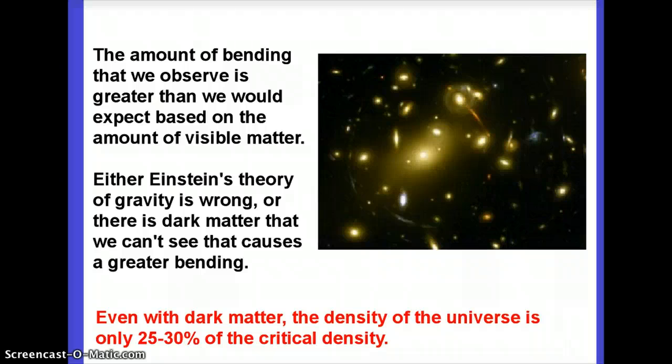So even if you include this dark matter, which is tough to believe in, although astronomers do believe in it, you still can't resolve that contradiction. The density of the universe is still too low. And by the way, if you don't include dark matter, the density of the universe is only something like 4% of the critical density. So this is a very, very distinct difference.